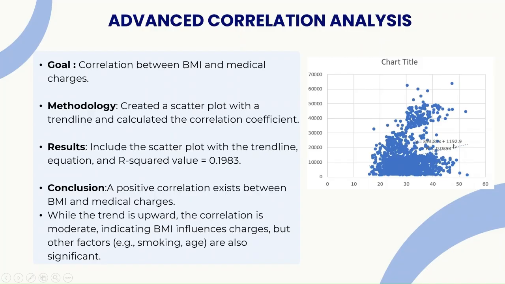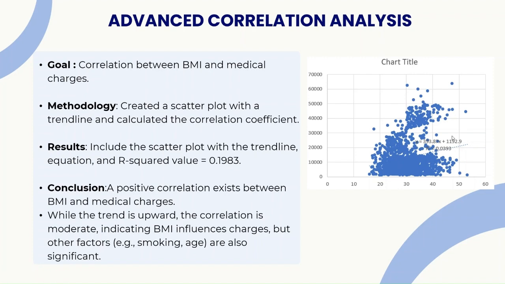If you check the conclusion of this trend line, a positive correlation exists between BMI and medical charges. The scatter plot shows a positive correlation, and the R-squared value is 0.1983, indicating that approximately 19.8% of the variation in medical charges can be explained by BMI. As BMI increases, medical charges tend to rise, though the strength of the relationship is moderate.